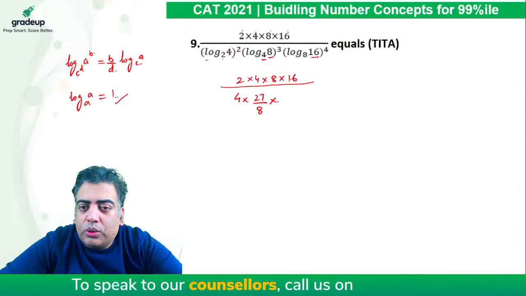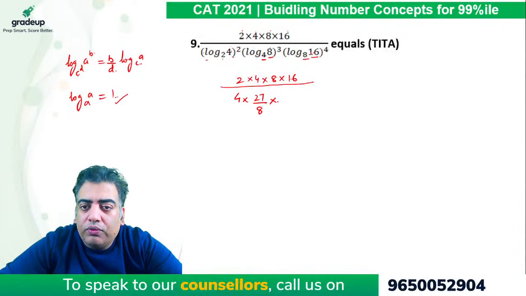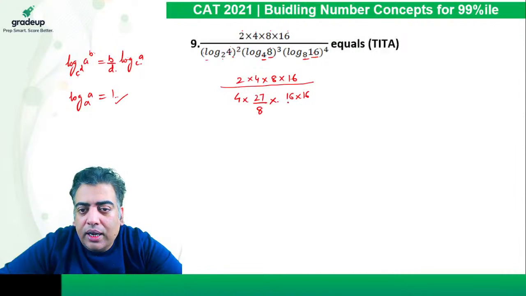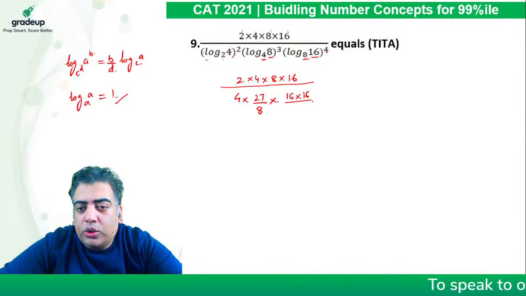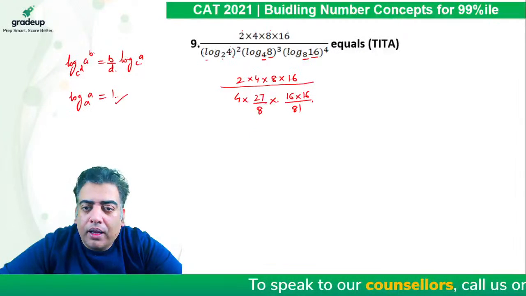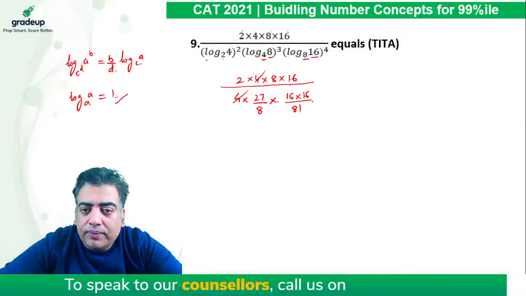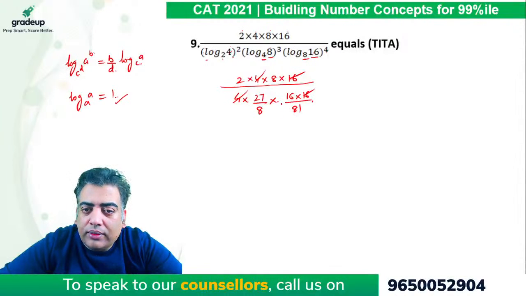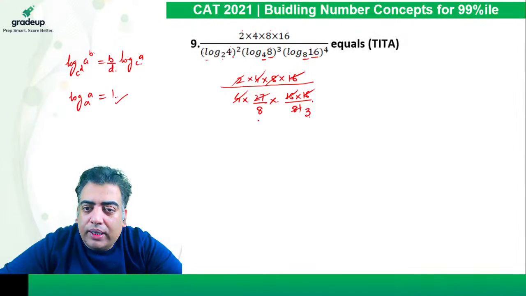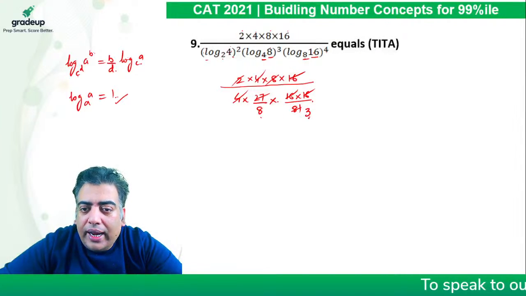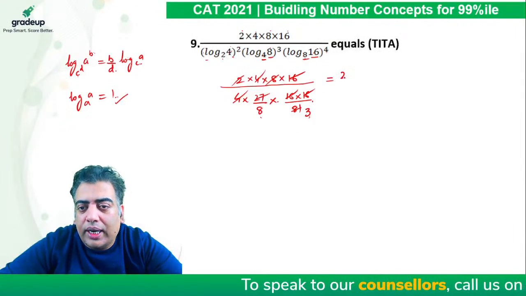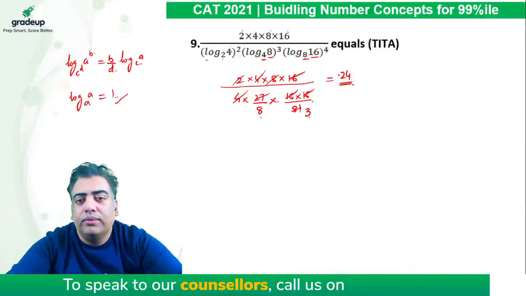Now this 16 is 2 raised to power 4, 8 is 2 cube, 4 by 3 will come outside. So 4 raised to power 4, I am going to write as 16 into 16, and denominator will be 3 raised to power 4, which is 81. So 4 gets cancelled out here, 16 gets cancelled out here, 8 2s are 16 gets cancelled out here, 27 into 3 is 81, that gets cancelled out, and this 8 into 3 will go to the numerator, so that answer comes out to be 24.